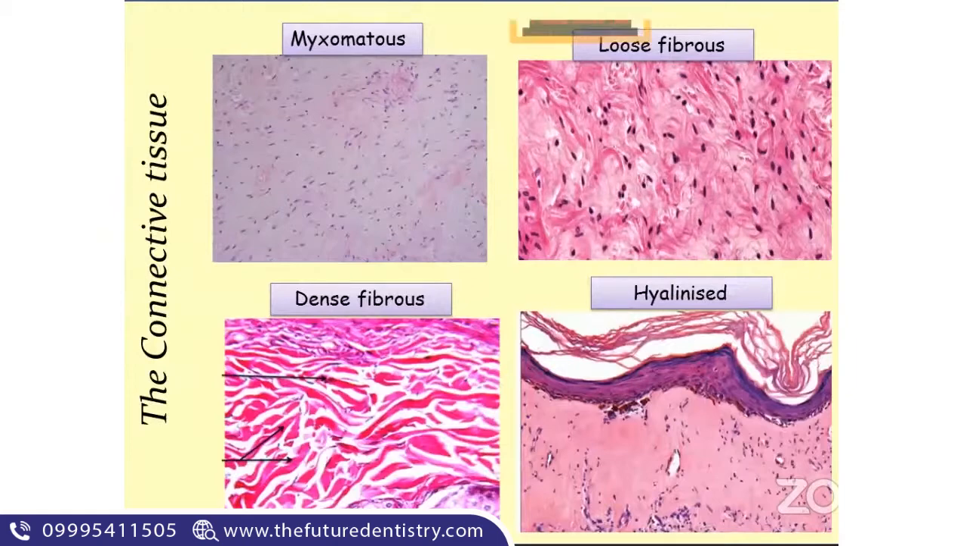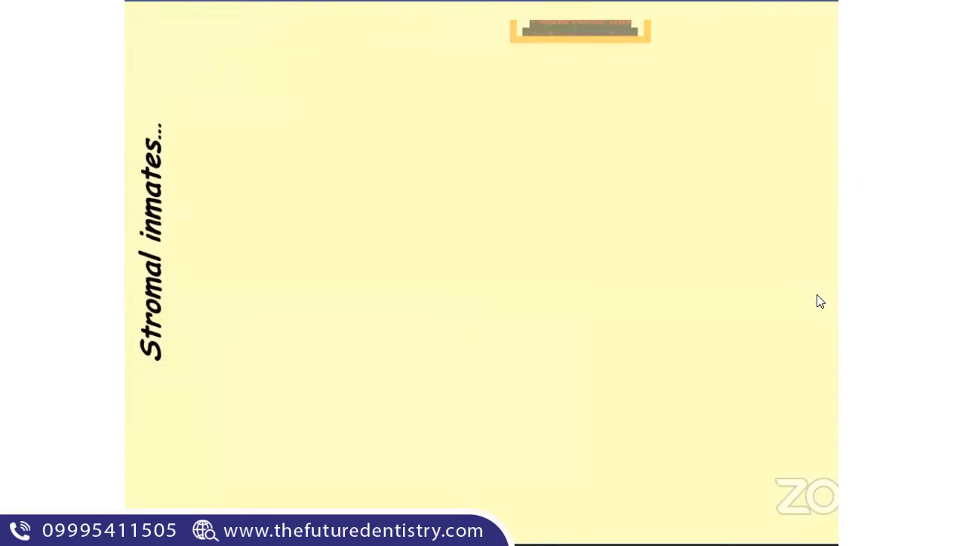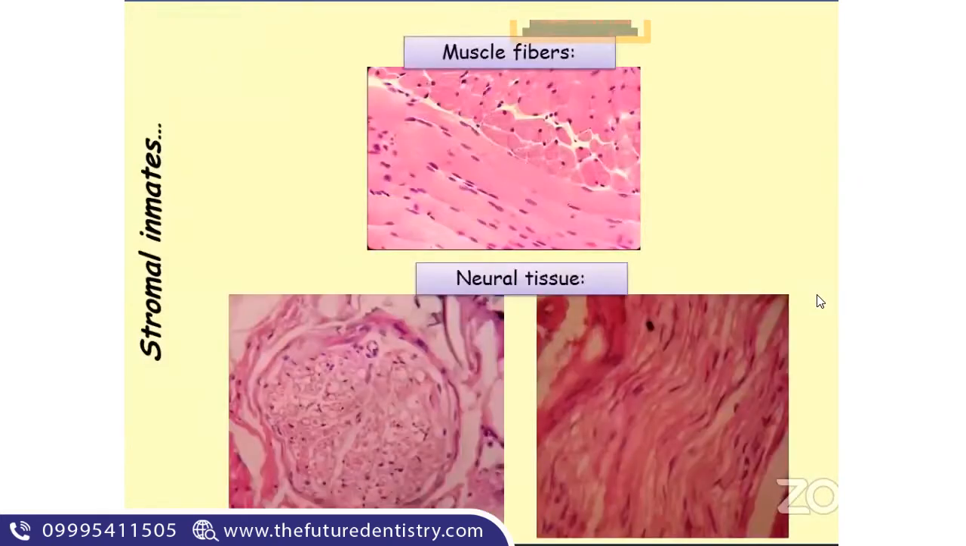Myxomatous is seen in odontogenic myxoma. Odontogenic myxoma is the most common example for myxomatous connective tissue. Okay. Hope that's clear. Shall we move on? Okay, good.